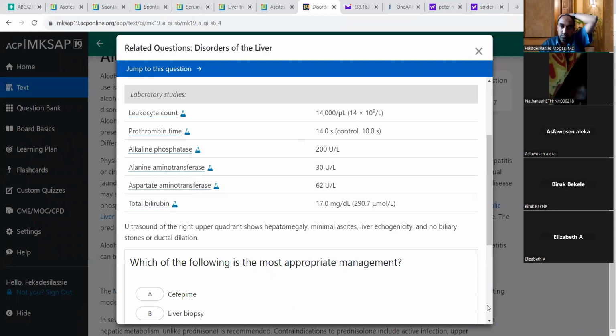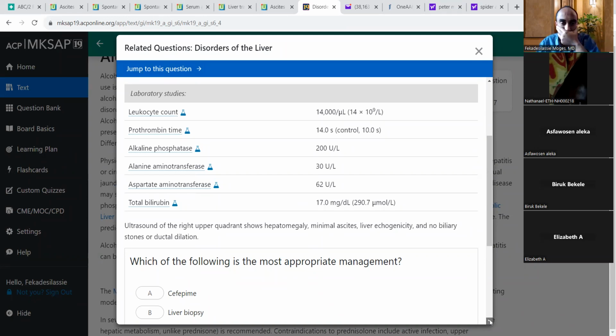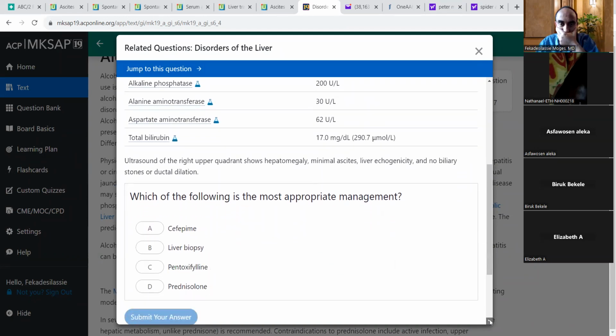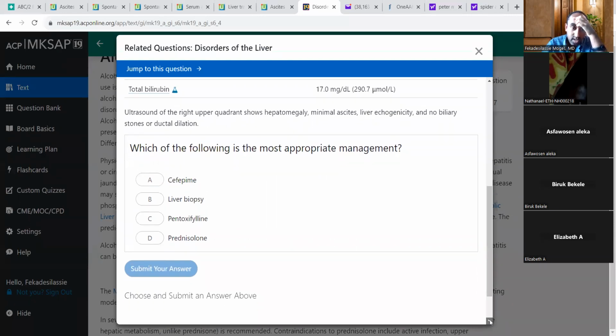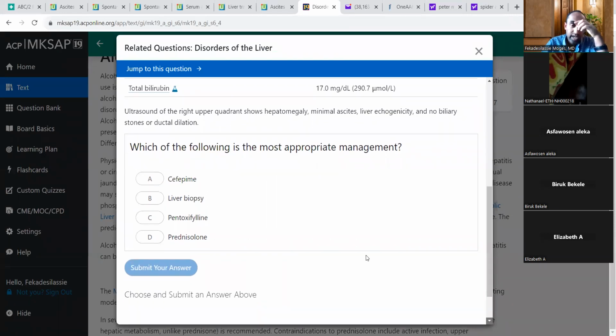Ultrasound of the right upper quadrant shows hepatomegaly, minimal ascites, liver echogenicity, and no biliary stones or ductal dilatation. Which of the following is the most appropriate management? Cefepime, liver biopsy, pentoxifylline, or prednisolone. What is the answer? Prednisolone. Excellent.